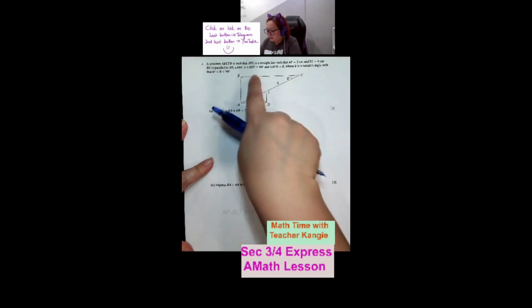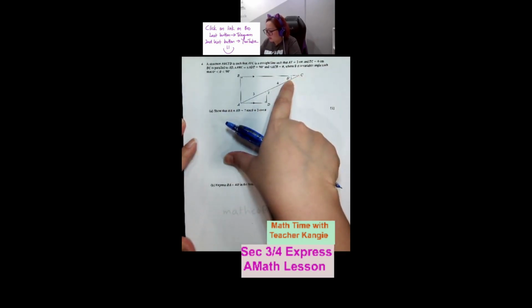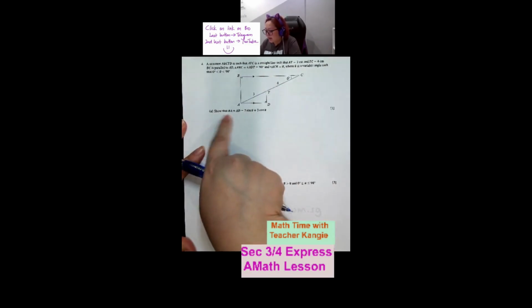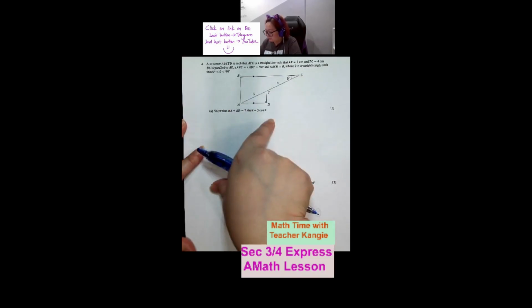BC is parallel. They already put in the parallel line. They marked out 90 degrees already. Theta, they already marked out. And they tell us that theta is an angle between 0 and 90. All information updated. So now your task is to prove that BA plus AD is this.